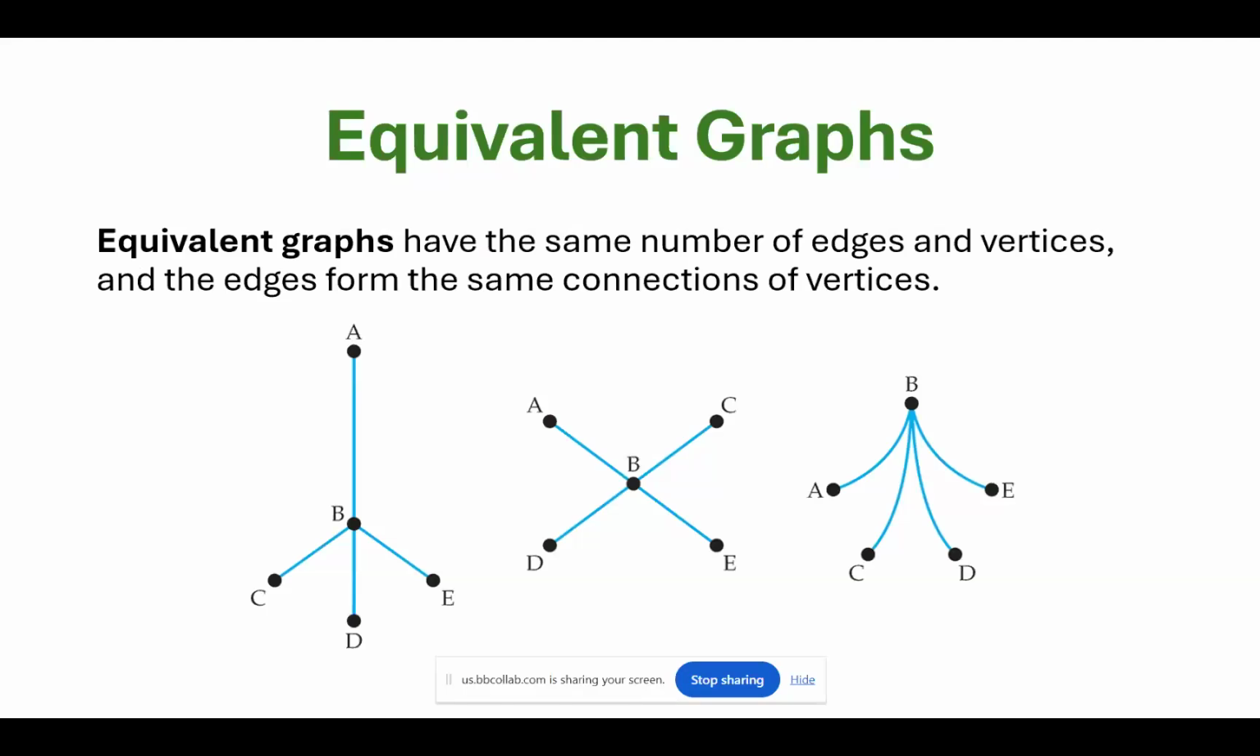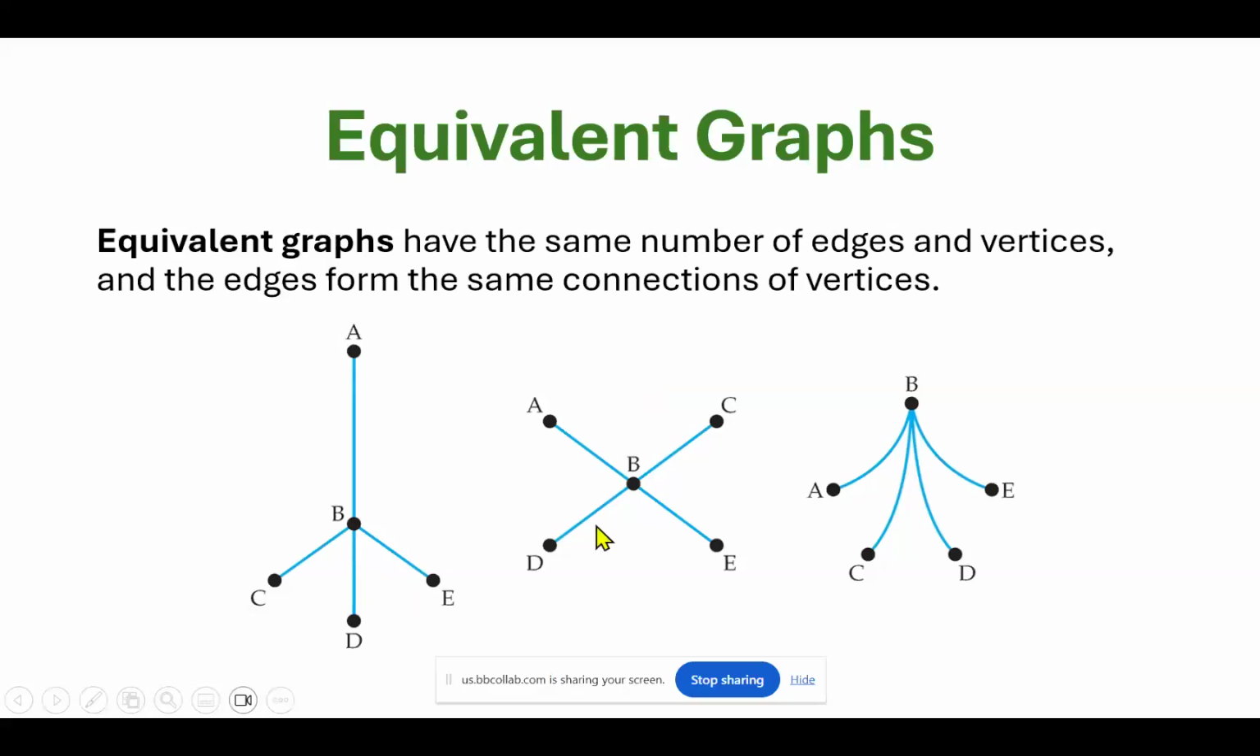Also, because we can draw these graphs in different ways, it is very useful to understand what equivalent graphs are. An equivalent graph is essentially the same graph, even though it's drawn in a different way. You'll see examples right below. The conditions are that they need to have the same number of edges and vertices, but also the edges have to form the same connections between vertices.